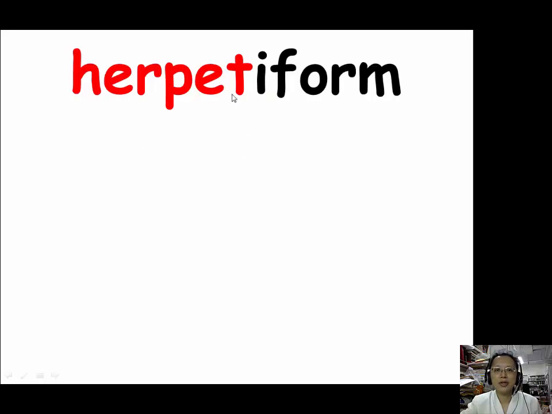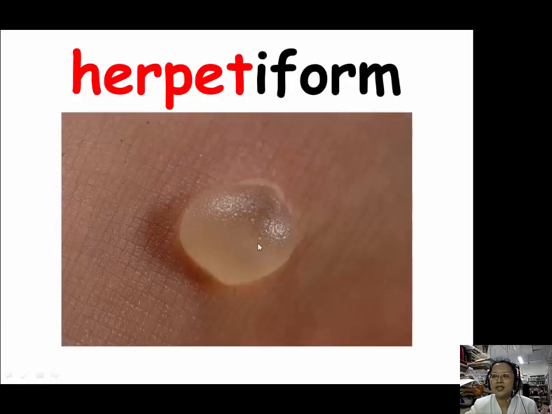And our example is herpetiform. Herpetiform, remember what we learned for F-O-R-M is shape. So herpetiform meaning things that are resembling herpes, having grooves, vesicles. Here we only show one because I can't find a picture with many vesicles.